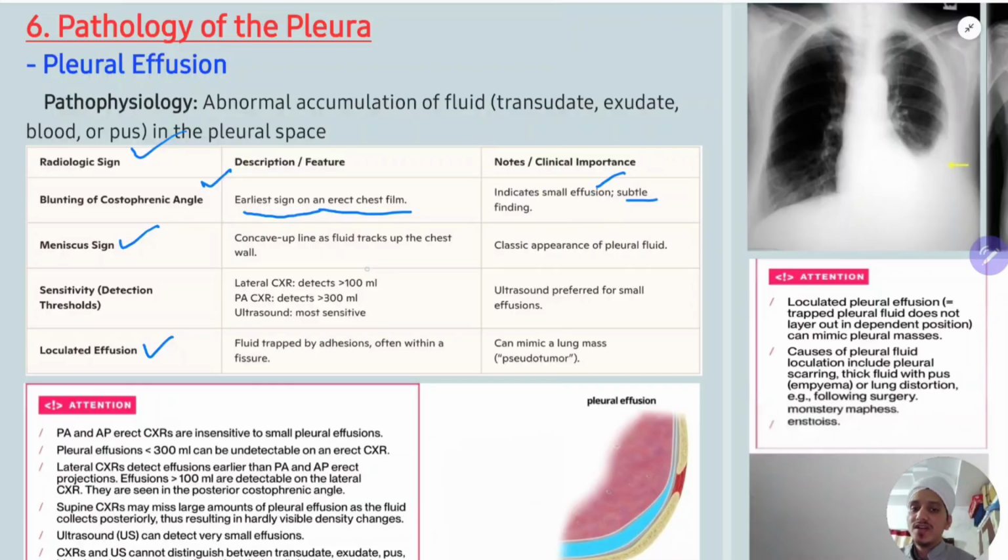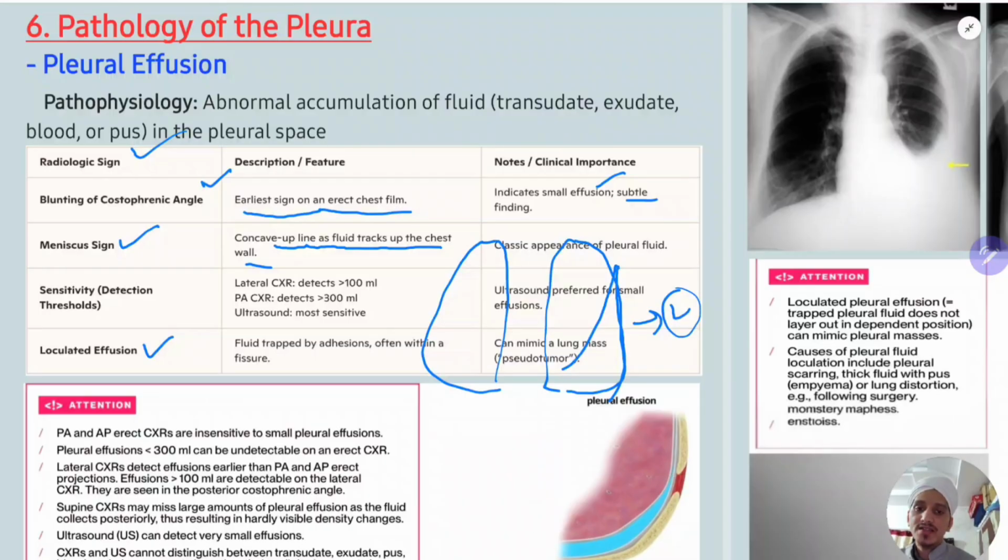Second is the meniscus sign. What is the meniscus sign? A concave up line as fluid tracks up the chest wall. For example, if these are the lungs, and the left lung is involved, you see something like this on the left side, or something like this on the right side. This is nothing but fluid, which accumulates like this. It tracks up the chest wall, moving up to the apex of the axilla. So this is known as the meniscus sign.